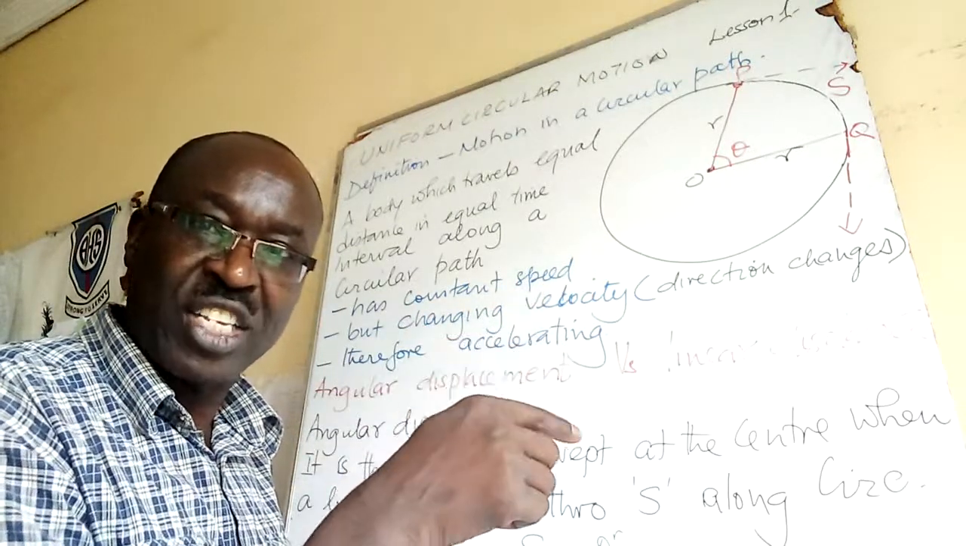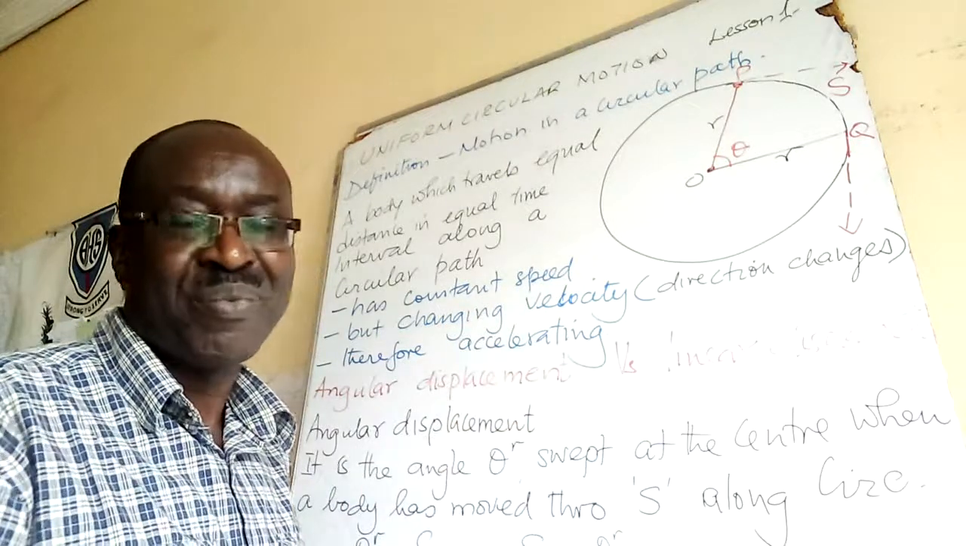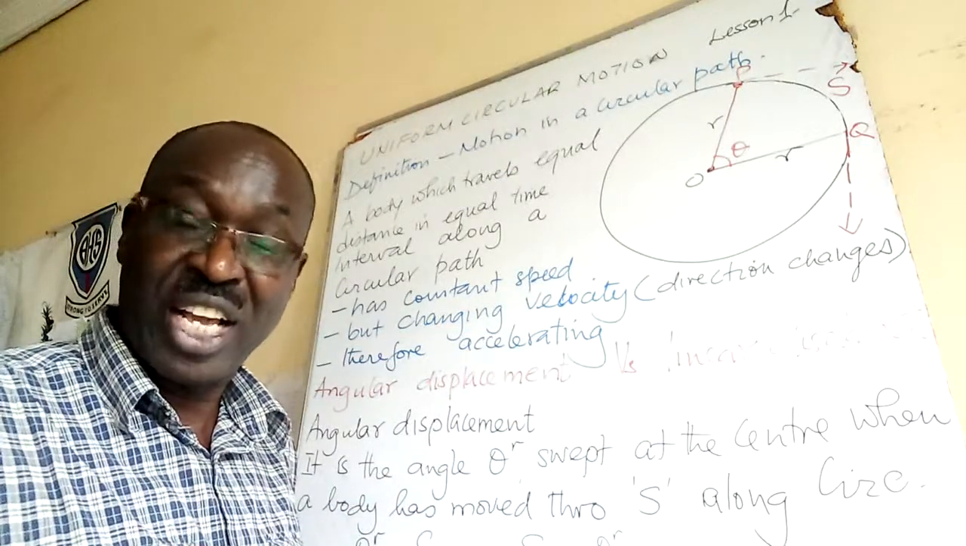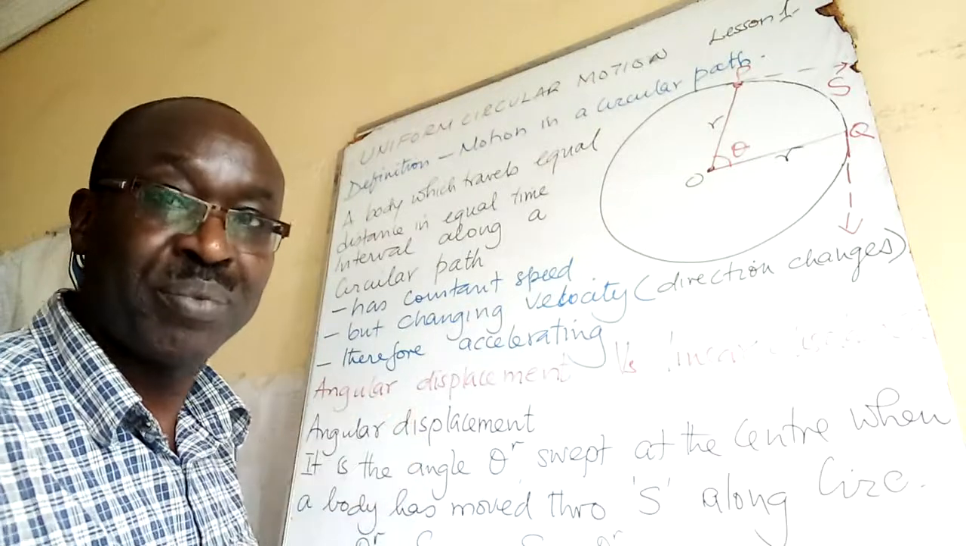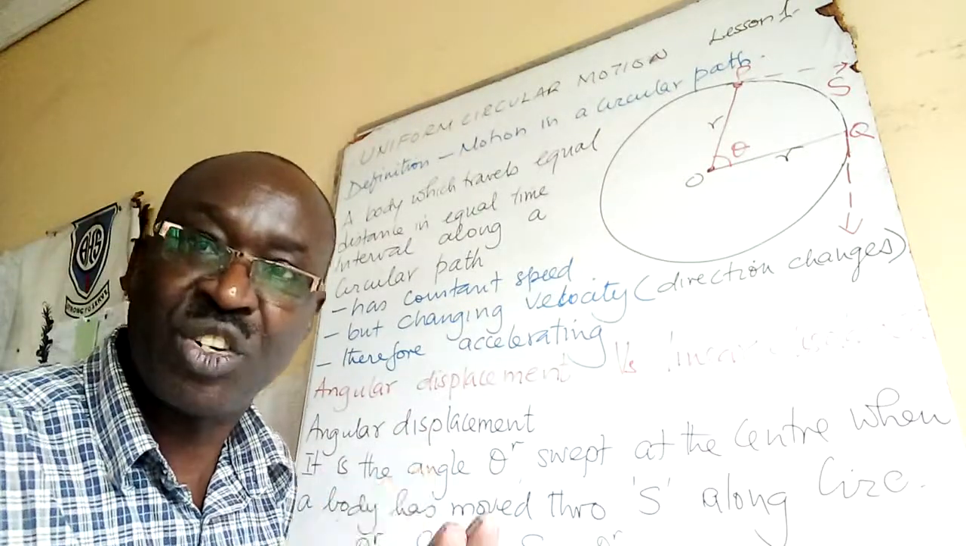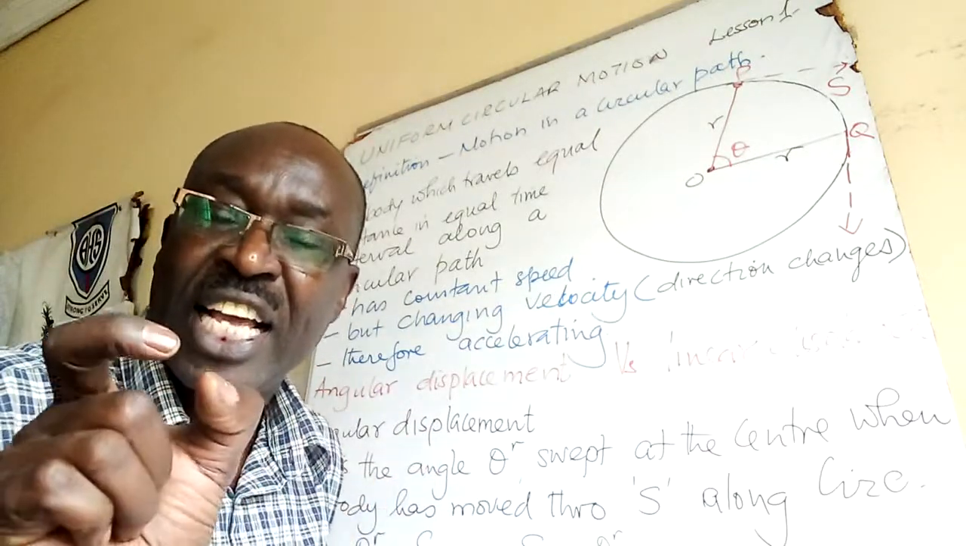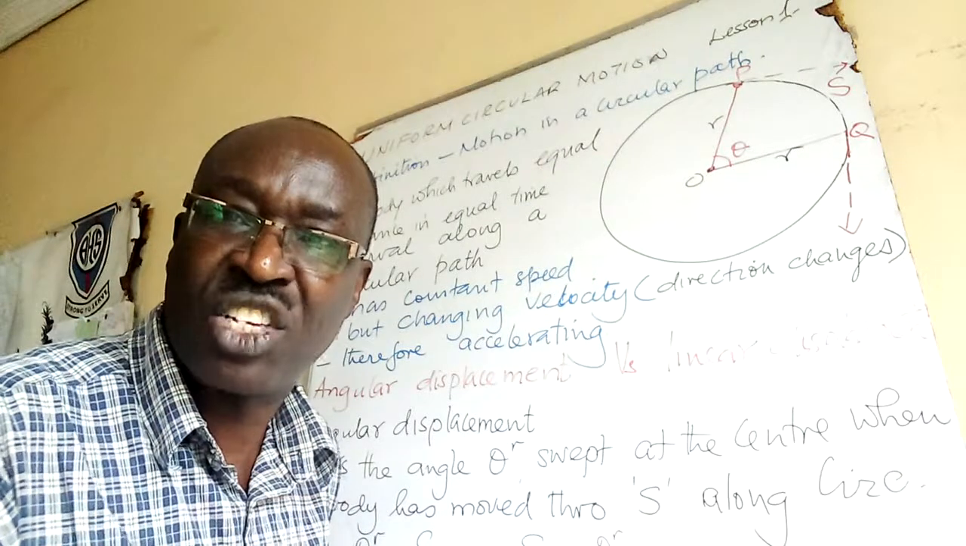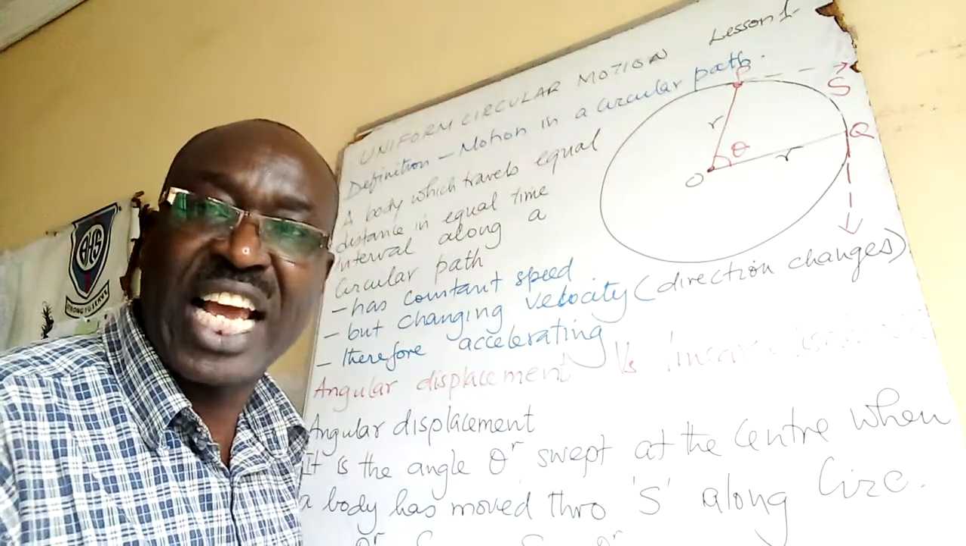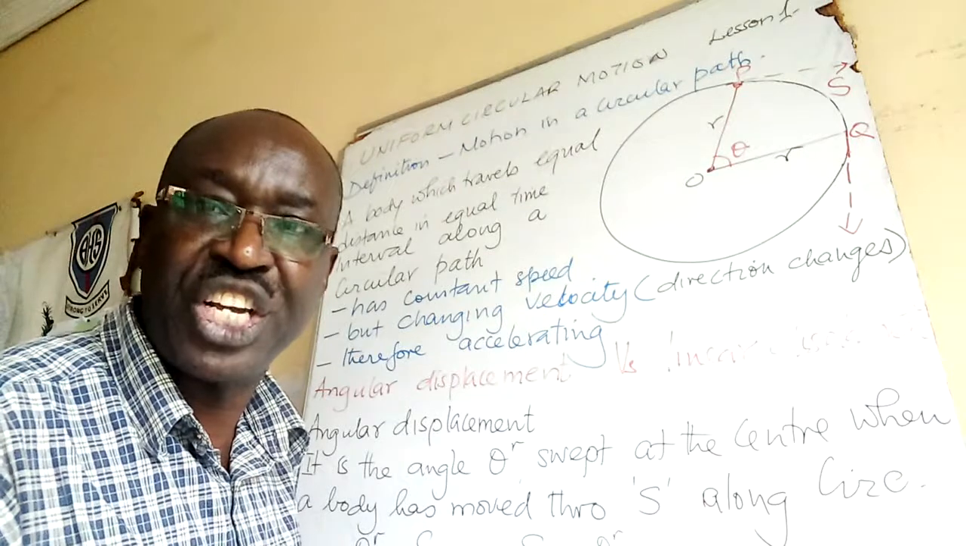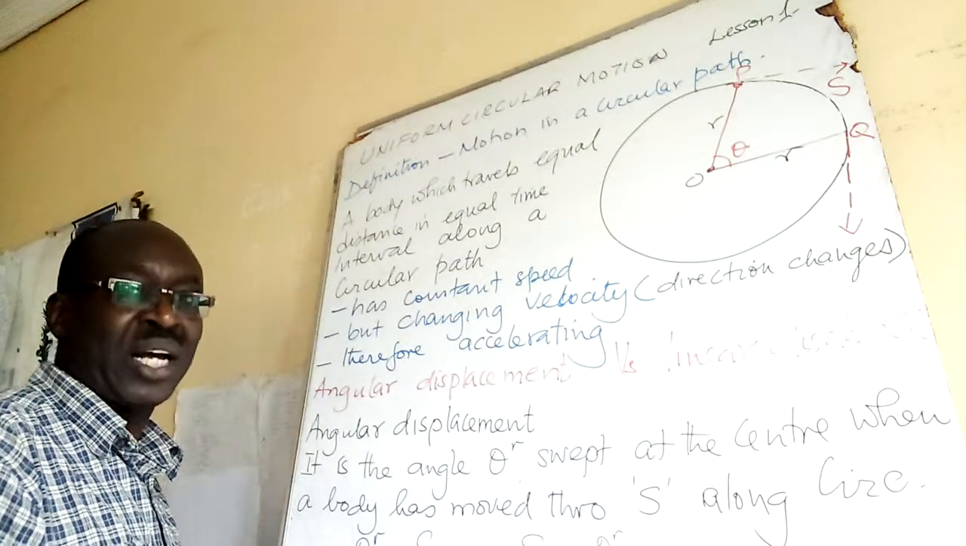30 over 6, 5. That is what we say constant speed. The speed has not changed. The size has not changed. Scalar has not changed. Okay?